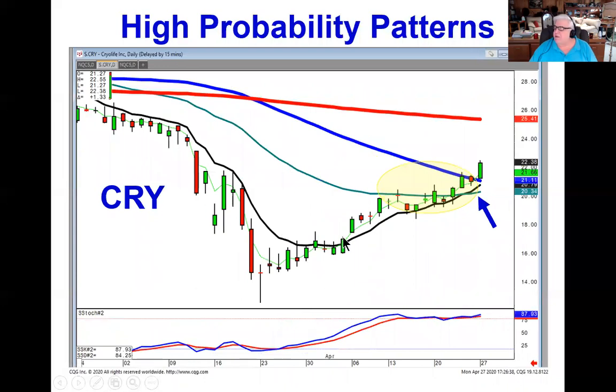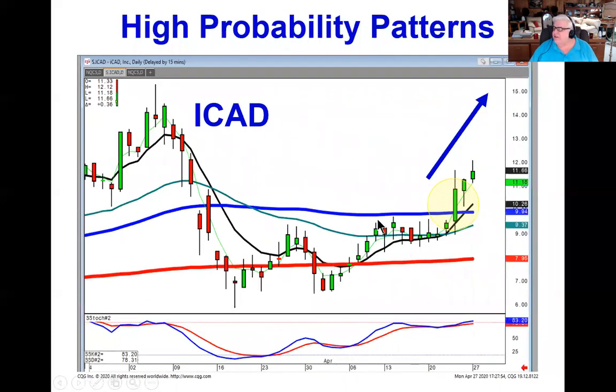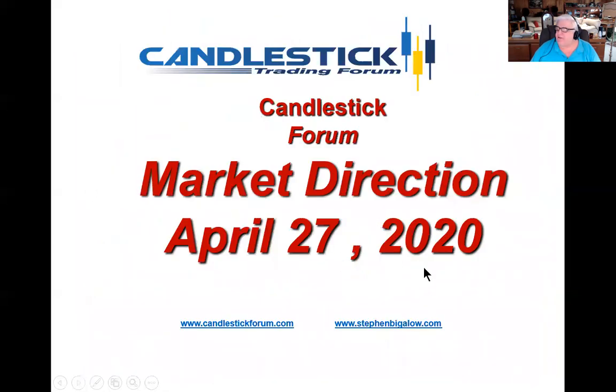Same scenario on a recommendation of CRY. It stayed up above the T-line. Now it's broken out through the 50. Next likely target, the 200-day moving average. And ICAD, you can see the fry pan bottom, J-hook pattern, bobble breakout, making the prospects of a much more upside in progress. The market trend still shows us the bulls are in control as long as the market indexes stay above the T-line.